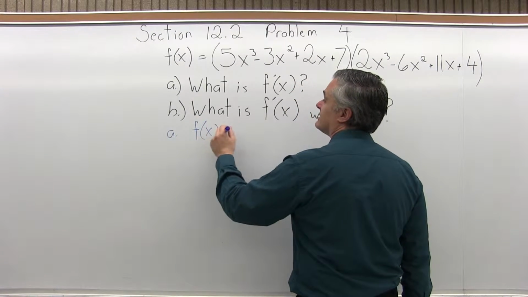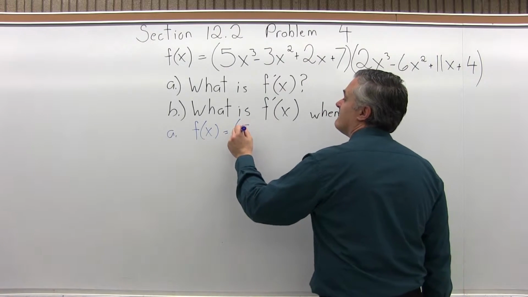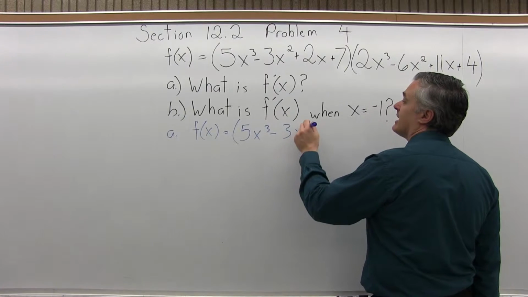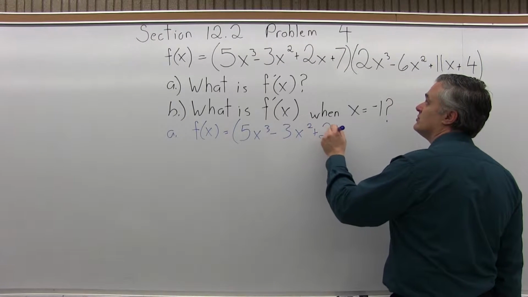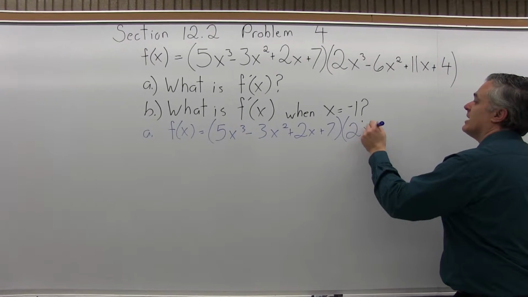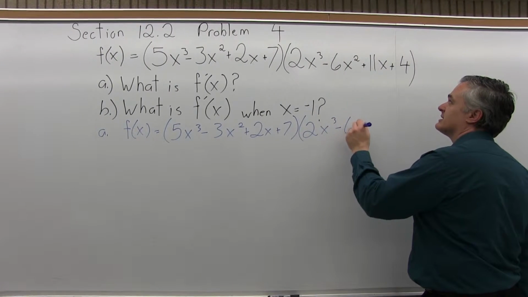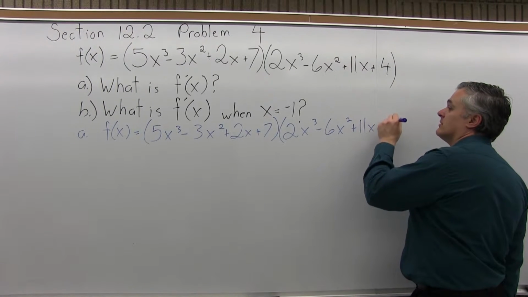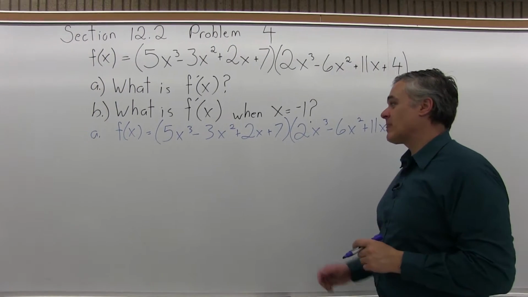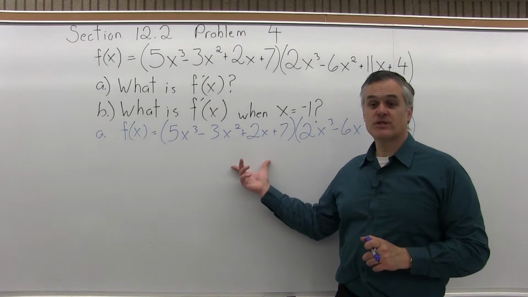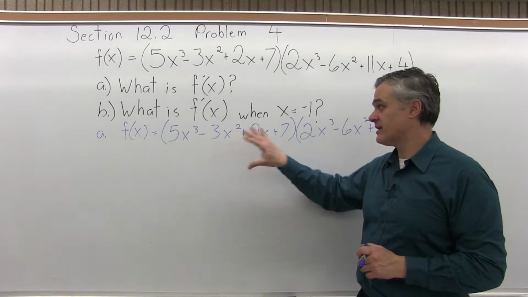f of x equals 5x to the third minus 3x squared plus 2x plus 7 times 2x to the third minus 6x squared plus 11x plus 4. Now, with this problem, you can find the derivative by using the product rule. This problem is a product. It's one thing times another.